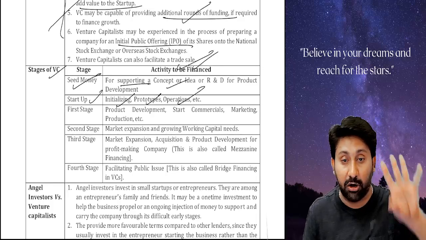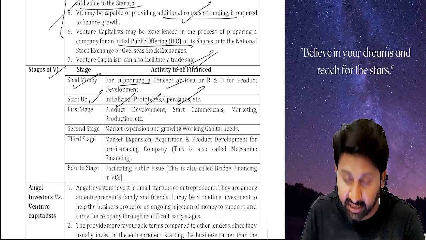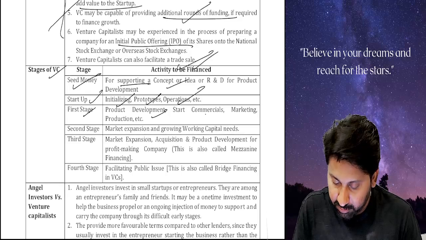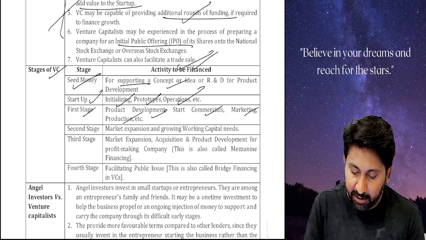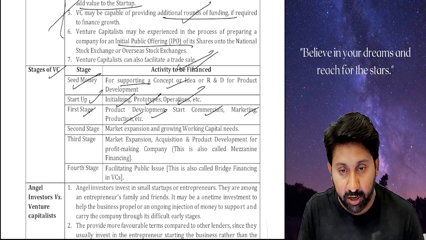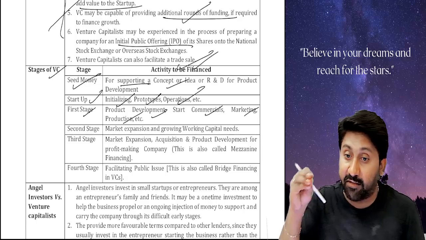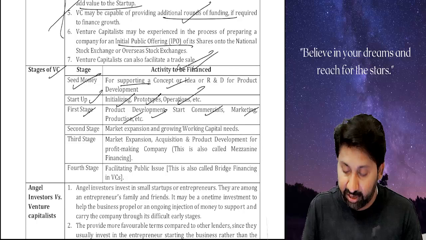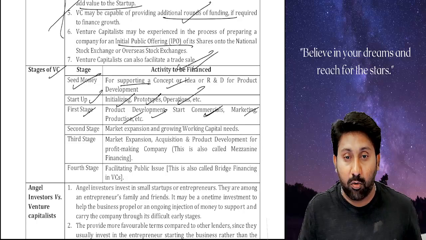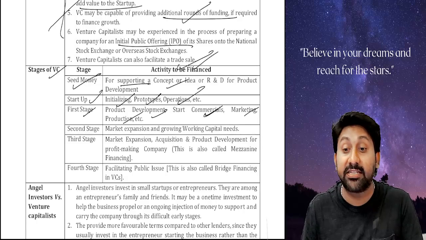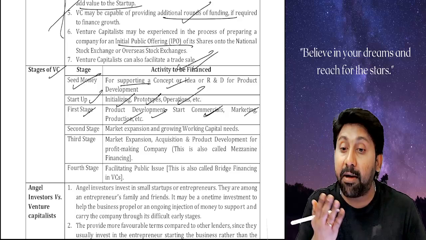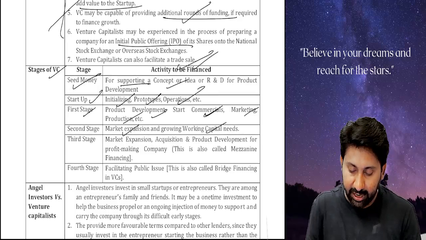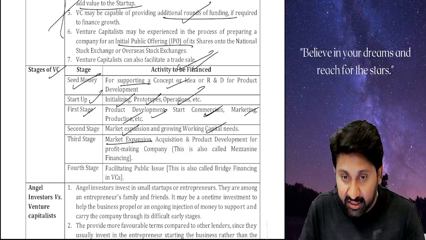Now the stages start. There will be 4 stages of startup financing in VC. First stage: product development, commercials, marketing and production, etc. First one is product development. Develop the product; for that, they will put the financing. Then advertising, marketing and production. Next, once the product is coming into existence, money will be given by them for expansion and for working capital.